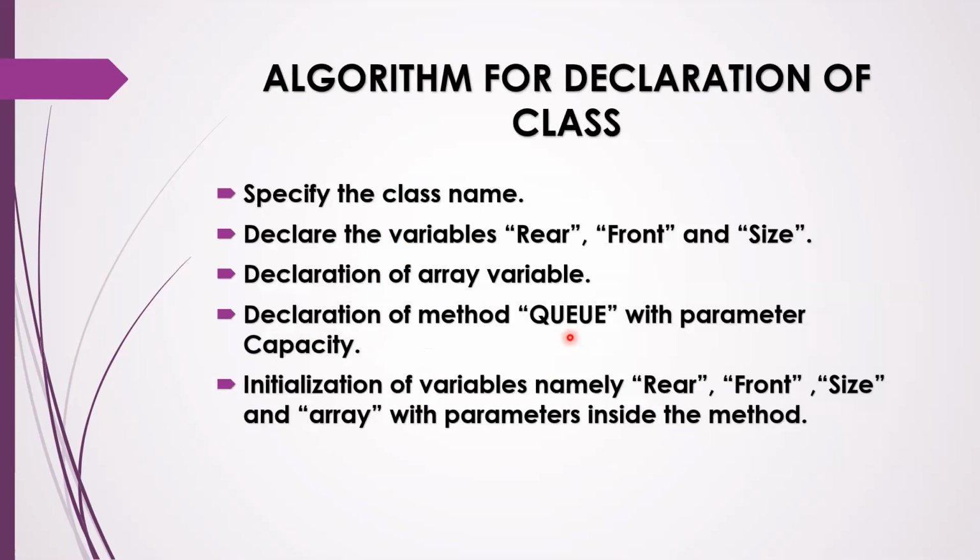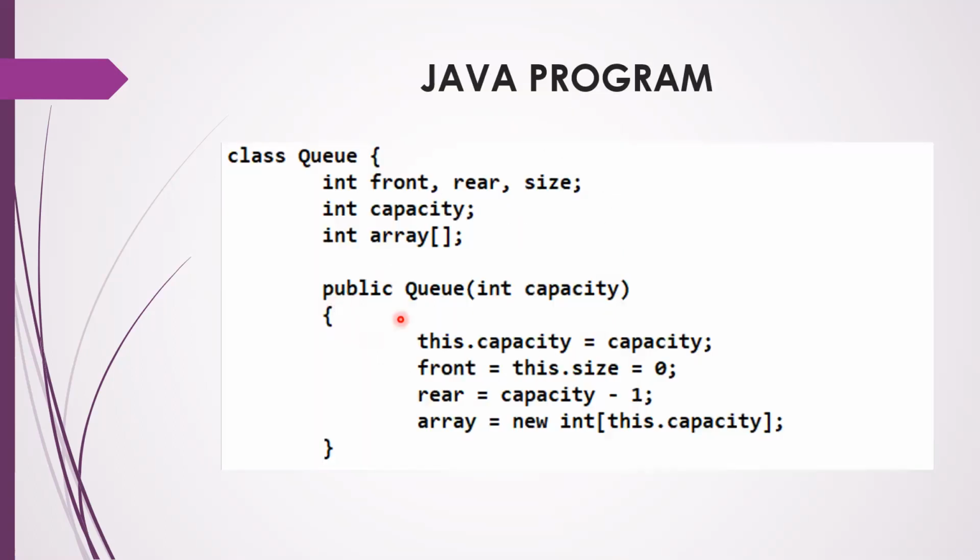Then you have to declare a method called queue with parameter capacity. So this queue method has the access identifier public, which is globally accessible. If I give private, it is accessible only within a given scope. But when I give public, it is globally accessible around all the methods. And int capacity. So I have passed the parameter inside the method queue, that is int capacity. This is a constructor because the class name is similar. So when you have a method which has a name similar to the class name, it's a constructor, right? So, constructor with the capacity parameter.